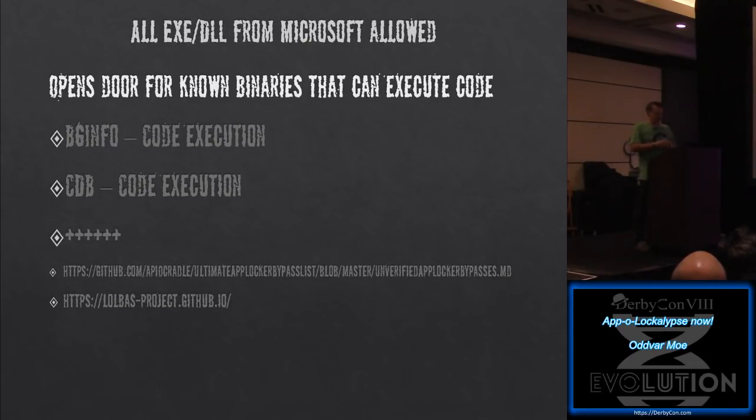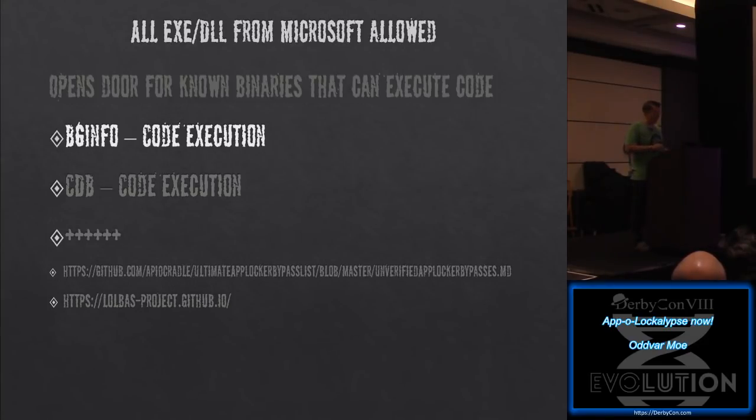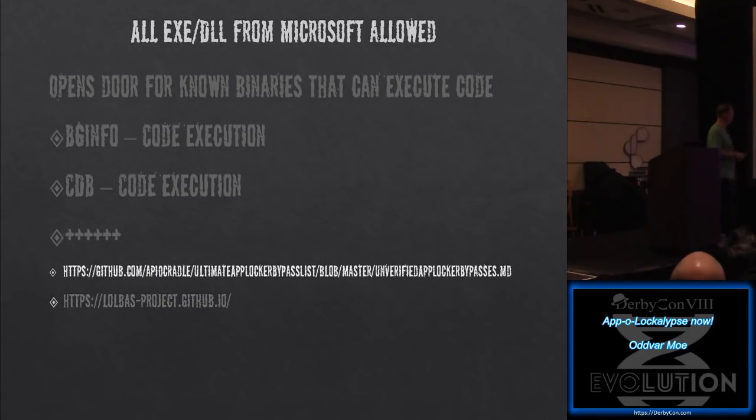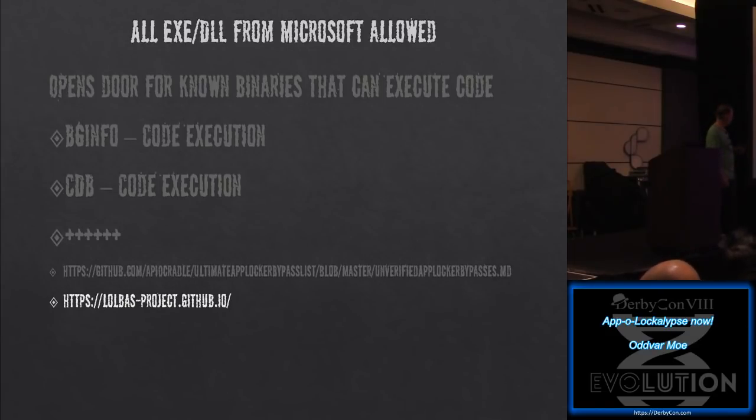So as I said, if you allow everything for Microsoft, you open the door for other binaries to run, such as bginfo. You can use that to execute code. You also have other binaries, such as CDB, and there's a long list. Just go into the GitHub repo and you will see them all. You can also visit the Lockalypse project, where you can see different binaries that can do other stuff. That's a good resource as well.